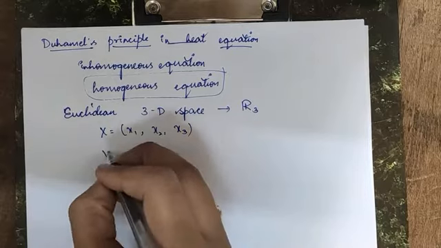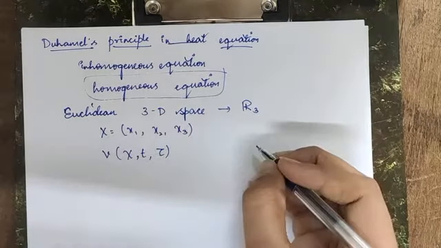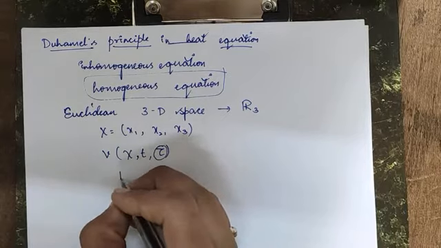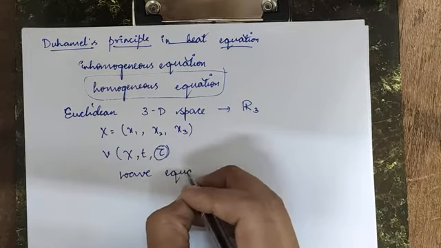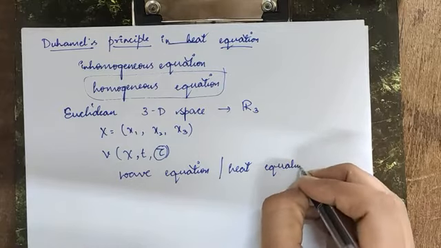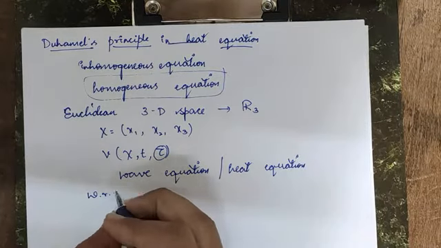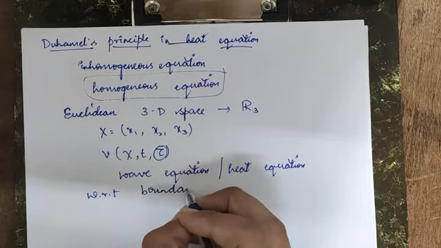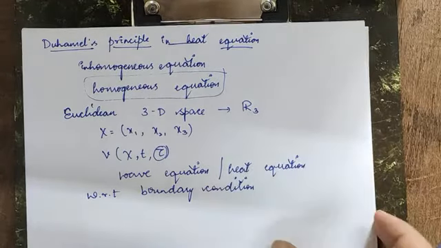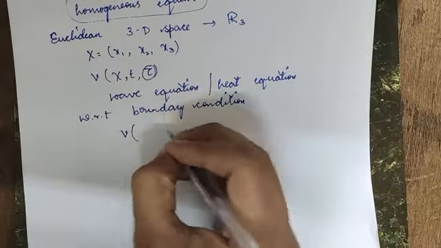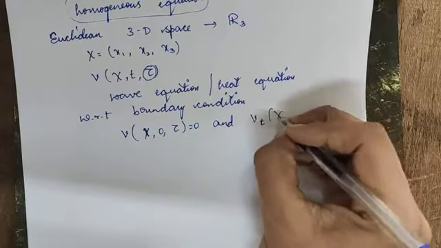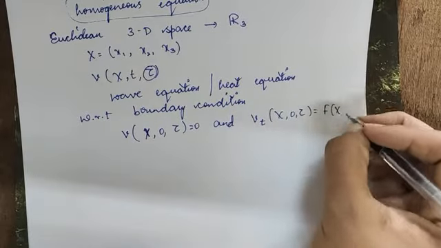If v of x comma t comma tau satisfies, for each fixed tau, the PDE, may be heat equation or wave equation, with respect to their boundary conditions, say if I consider v of x comma 0 comma tau is equal to 0 and vt of x comma 0 comma tau is equal to f of x comma tau.